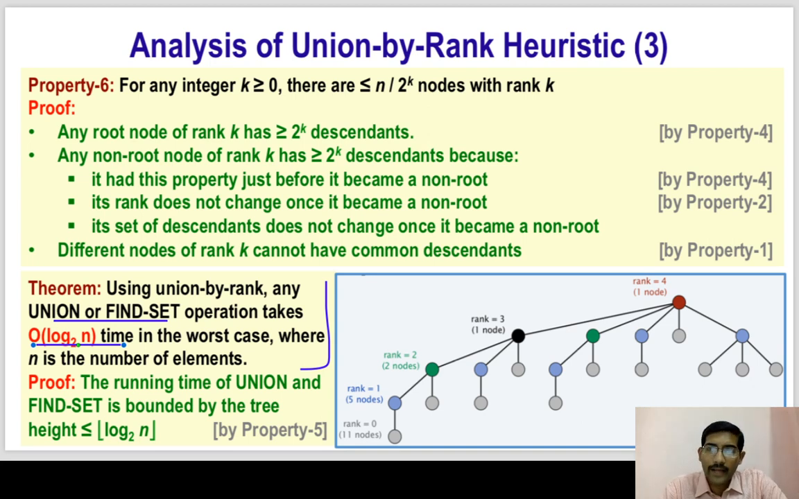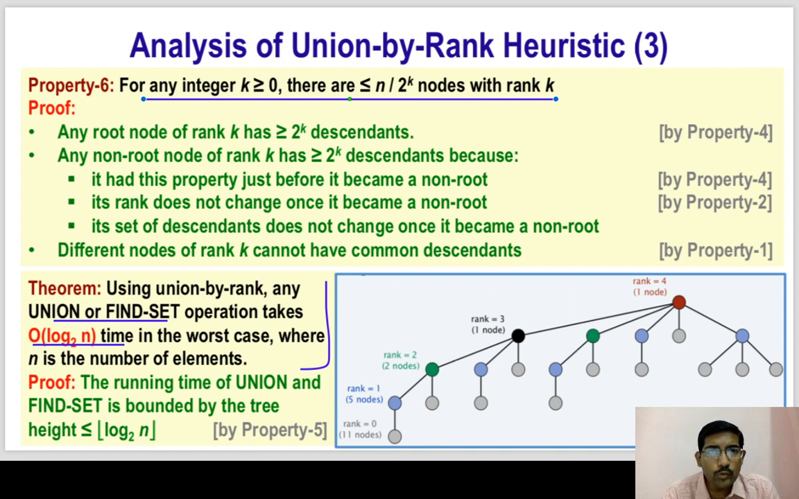So union by rank is, in terms of time complexity, of a similar nature as what we have done for union by size. Now there is another interesting property that we will use in the future for this union by rank heuristic: for any integer k greater than 0, there are at most n by 2 to the power k nodes at rank k. We can prove it in many ways. One of the proofs can be done by contradiction. However, since we have proven many properties earlier, we will use those properties to prove this.